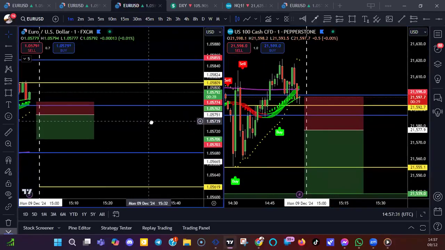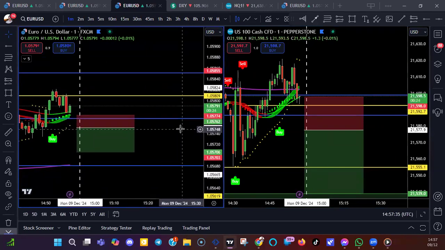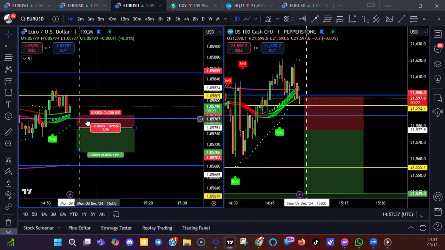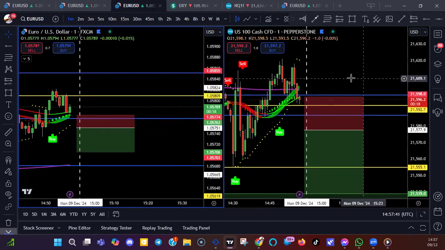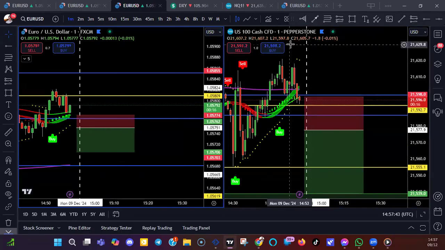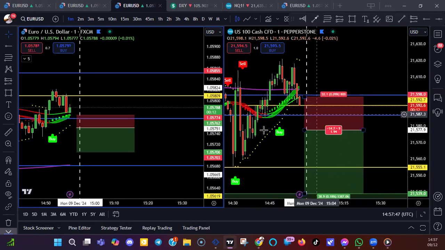So this is where we are. We're going to keep an eye on both of these. This being the EUR USD on the left-hand side, and on the right-hand side, the US 100, also known as the NAS 100, both in sell zones.